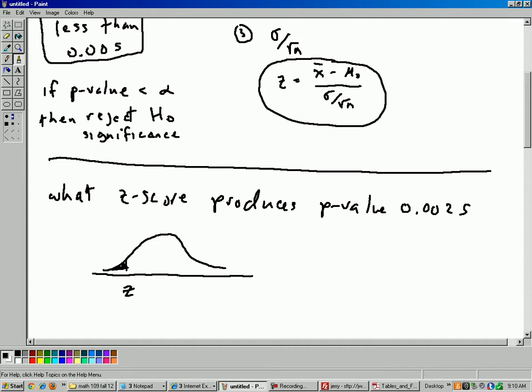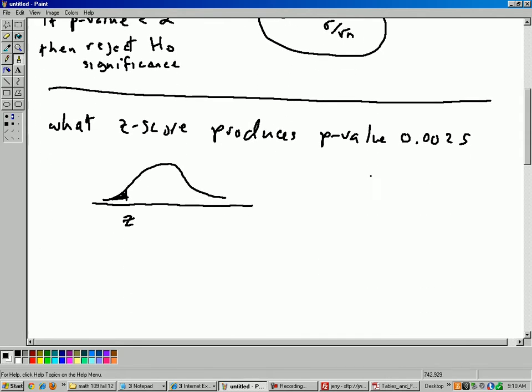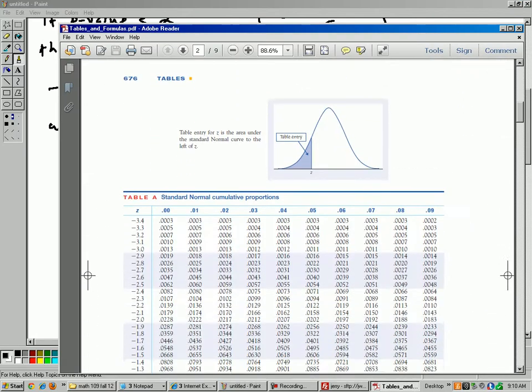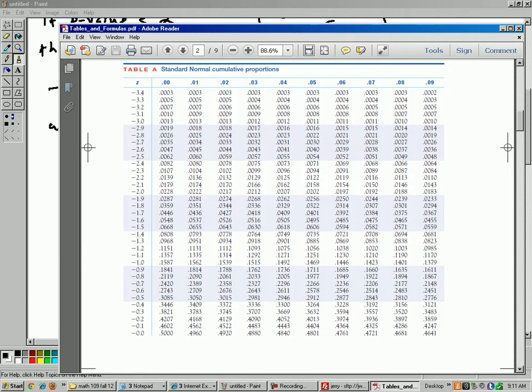the 0.05 that we ultimately want right there. All right, so to get that answer, what is that z-score? You have to go to the table and use it backwards. So I've got the table right here, and here's all of our numbers. So find the z-score that gives you 0.0025.